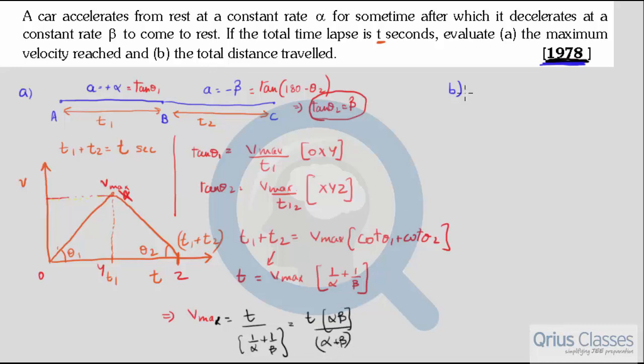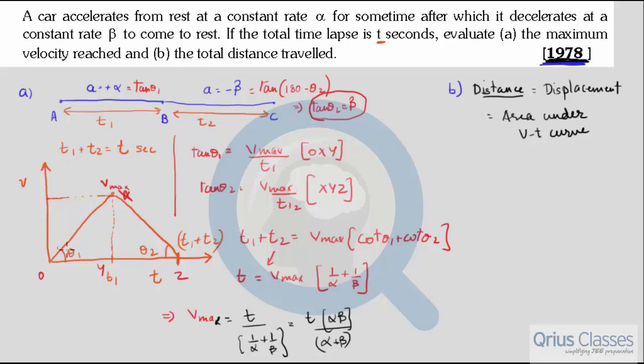Alright, similarly we have to find the distance in part B. Assuming that the particle is moving along one dimension, the distance will be equal to the displacement. And displacement is given by the area under the VT curve. So we have this VT curve drawn here.